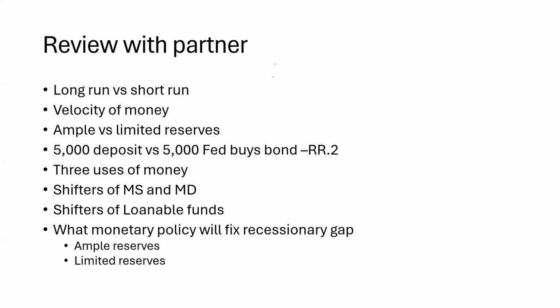There are three uses of money. One is the medium of exchange. The medium of exchange is when you go buy a product or service, and for that product or service, you give them money. So you go to the Sage, you get ripped off, you give them $10, they give you some crappy food. That is medium of exchange.